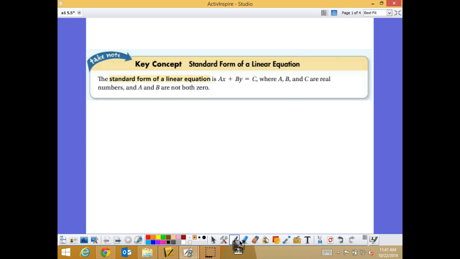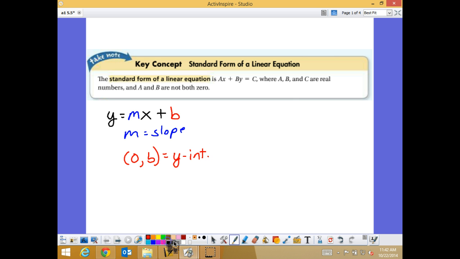We're going to talk about our third form of the linear equation, and that is standard form. Just a quick review of the other two. Most of you know that that's slope-intercept form, and in this case, m is the slope, and the point 0, b is the y-intercept.